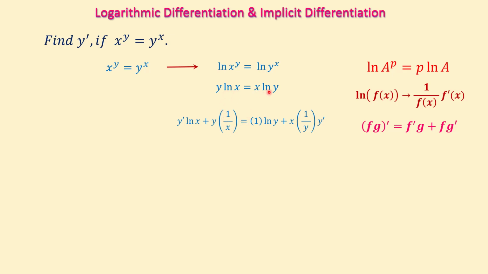Now let's do derivative of the right side of the equation. Derivative of x times ln of y. Again, we use product rule. First, take derivative of the first part. Derivative of x is 1 multiplied by the second function, plus x, copy the first function, multiply by derivative of ln of y. Derivative of ln of y is 1 over y times y prime. Derivative of ln of something is 1 over something times derivative of that thing. So derivative of ln of y is 1 over y times y prime. Don't forget this y prime.